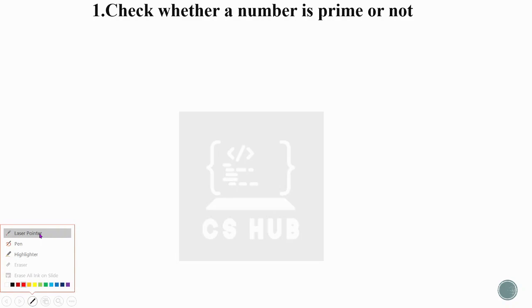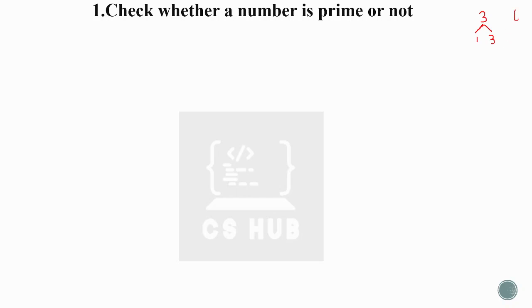So before starting, let's discuss the logic behind this prime number. What is a prime number? A prime number is a number greater than 1 and it has factors 1 and the number itself. That's the definition. So consider a number, suppose 3. Every number has two factors, one is the number 1 and the next factor is the same number, which means 3 is equal to 1 into 3, right?